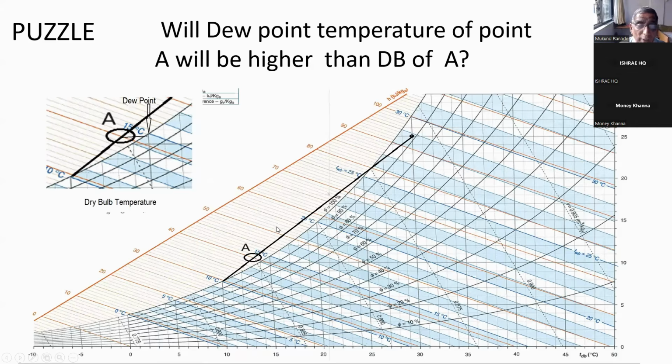Now if I want a dew point, as you see on the left hand side curve, I have to go to the saturation curve and come here. So in that case, the puzzle is, will the dew point be 15 degrees centigrade? That means the dry bulb temperature is only 13.5 degrees centigrade and the dew point is 15 degrees centigrade. So will the dew point temperature of point A be higher than dry bulb? Normally the dew point temperature is lower. So the puzzle is, will the dew point temperature of this fog point be higher than the dry bulb temperature or not? This is the last puzzle which is given.